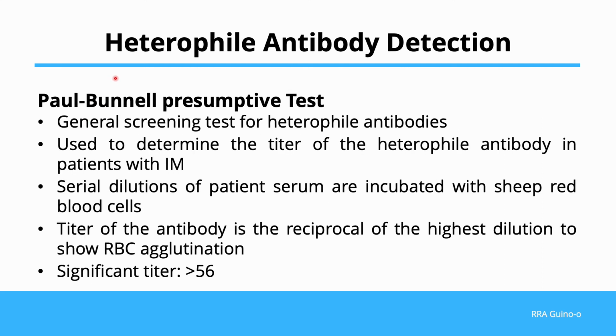Let's now proceed to the different methods for detecting our heterophile antibodies. We will first discuss the classical methods or the original methods for detecting these antibodies. First is the Paul-Bunnell presumptive test. This is a general screening test for heterophile antibodies and is used to determine the titer of heterophile antibodies in patients with infectious mononucleosis. In this test, serial dilutions of patient serum are incubated with sheep red blood cells, and the titer here is the reciprocal of the highest dilution to show red blood cell agglutination. The significant titer is greater than 56.